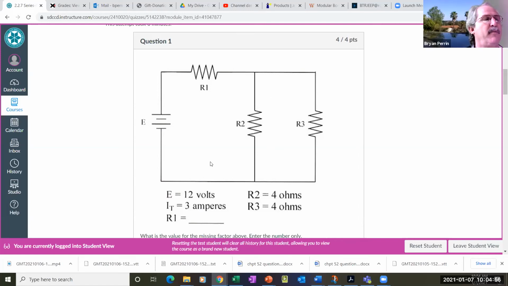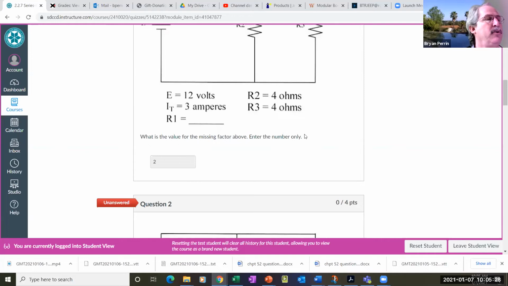Right? So if I take my 12 volts, divide it by 3 amps, the circuit has to have a total effective resistance of 4 ohms. Are we good with that? Yes. Okay. So my effective resistance of these 2 legs is 2 ohms. So if I take this 2 ohms away from the 4 ohms I have to have, what does R1 have to be? 2 ohms. Okay. And so I put 2 there.